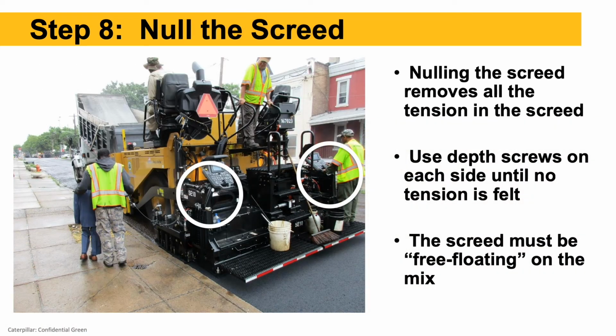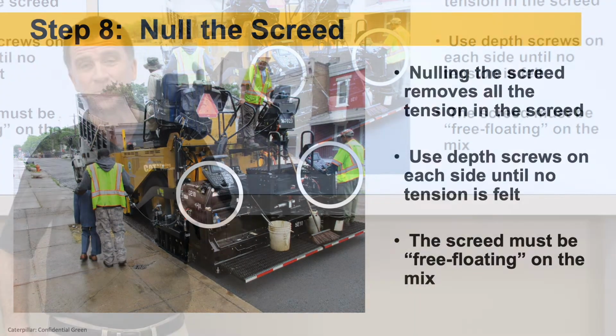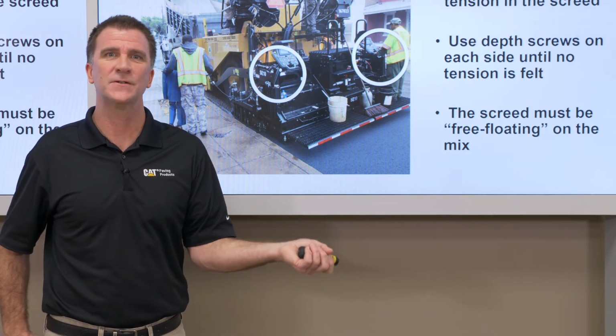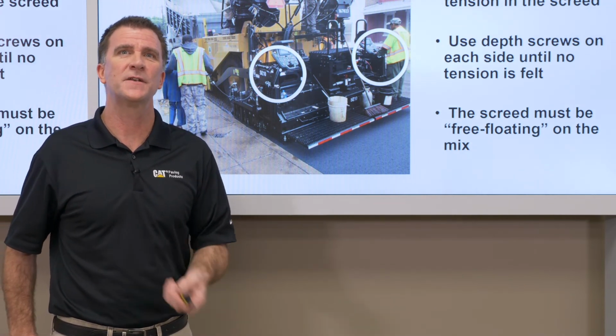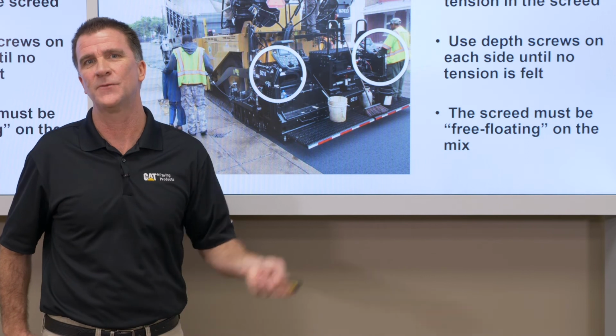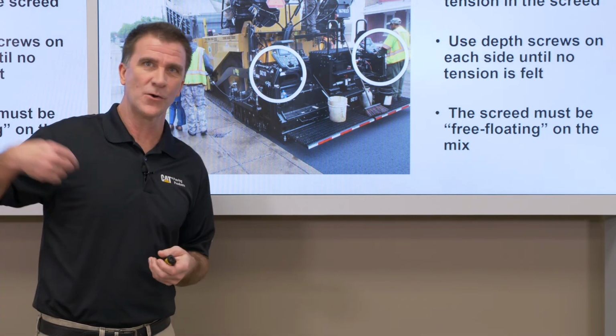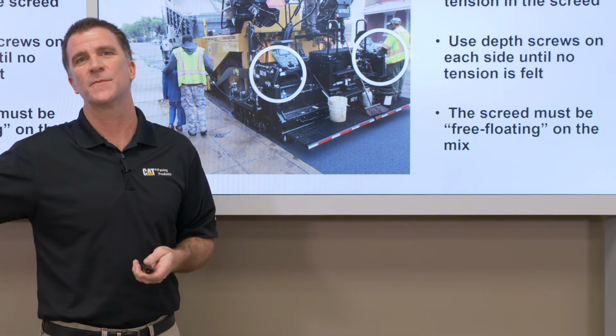Now we want to null the screed out. What nulling does, once we set it down, take out the slack, there's going to be a bit of tension on there again. We want to null it out, take all the tension, all the forces off of that screed. So we'll turn the depth screws. We do one side at a time. So pick your side, do the left first or the right side first. Turn that depth crank until it's loose. You don't feel any tension on it. Now go to the other side and do the same thing.